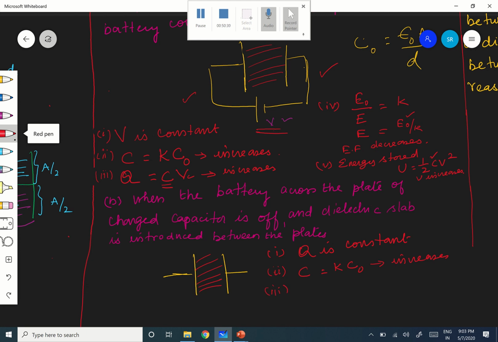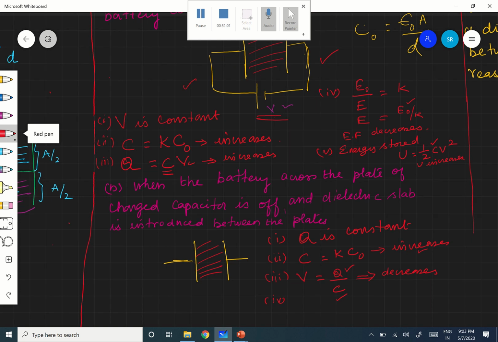Then the third one. Q is over V. What will happen to V, the potential difference? V is equal to Q by C. Q is a constant, but C is increasing on introducing the dielectric. Therefore, the potential difference will definitely decrease. Why? Q remains constant, but C is increasing. Therefore, it will decrease.